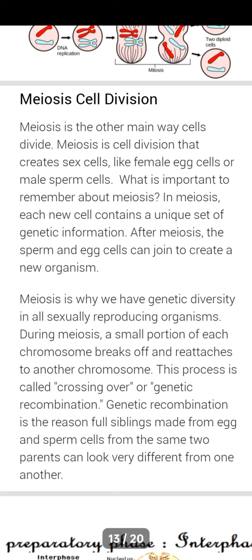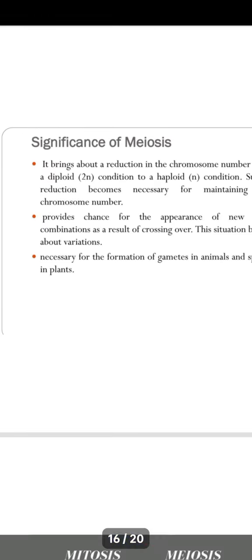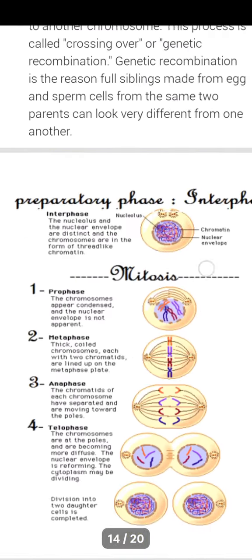Okay, during meiosis a small portion of each chromosome breaks off and reattaches to another chromosome. This process is called crossing over. Okay, this process is known as crossing over, which means the cutting of one chromosome and attaching it to the other one.